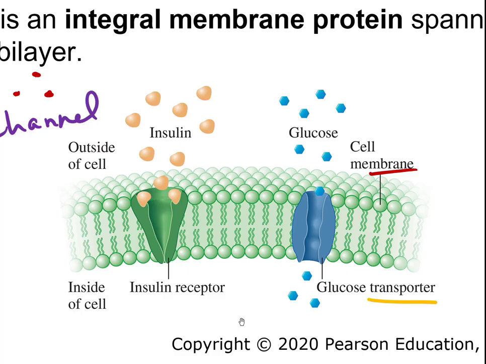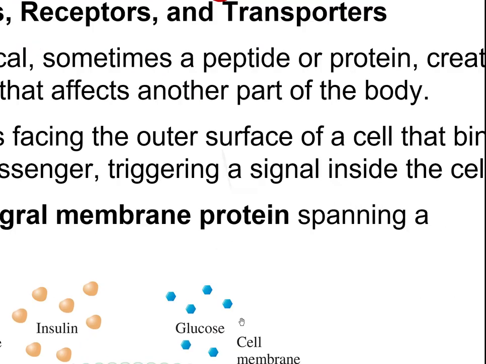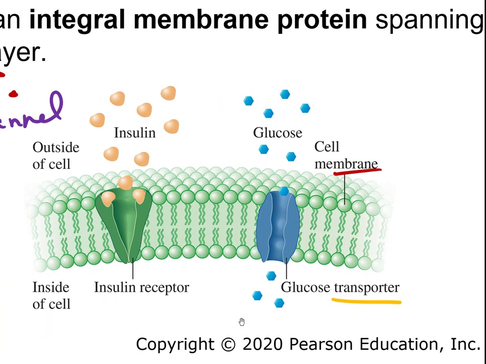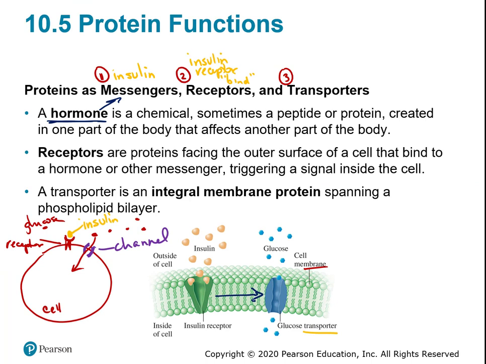And then the third function is the transporters. So in the cell, do you see the glucose transporter? Remember, that is a channel. It is an integral protein that passes all the way through the cell membrane. When insulin binds to that receptor, it sends the signal to the glucose transporter to open and allow glucose to begin to move into the cell. You have to have the messenger and the receptor to be able to trigger changes in the transporters.